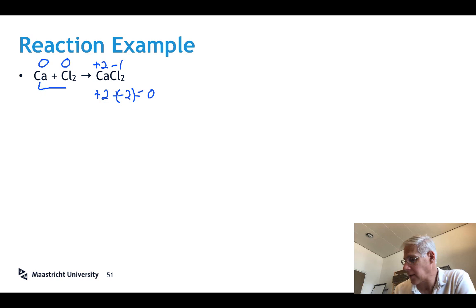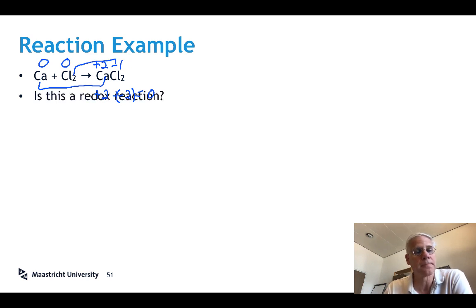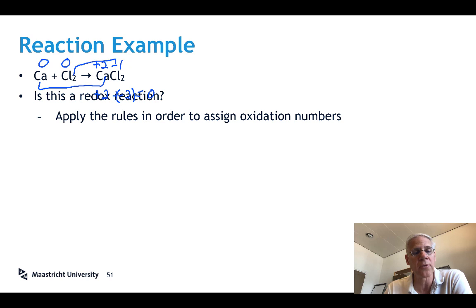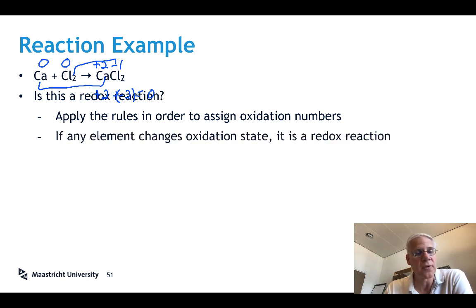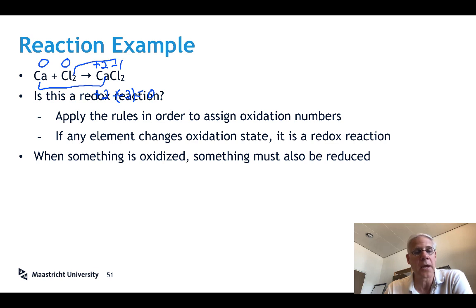I see that my calcium changed oxidation states and my chlorine changed oxidation states, so that means I have a redox reaction. So we applied the rules in order. We see that elements changed oxidation state, and that means that we have a redox reaction. Now, we use the term redox, and the two always go together. And that's because when something is oxidized, something has to be reduced. Okay, so those processes have to go hand in hand.